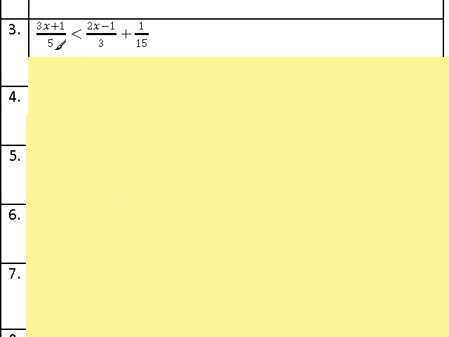In number 3, we have some denominators that we want to clear out. We have a 5, a 3, and a 15. So we're going to multiply both sides by something that all three go into. So that would be 15. We're just going to multiply both sides by 15 over 1. And here as well, 15 over 1. All right, on the left, we divide 5 into 15. We have 3. 3 times 3x plus 1, less than.